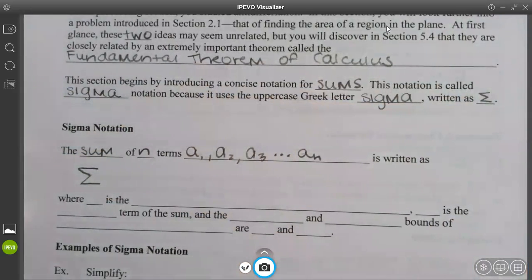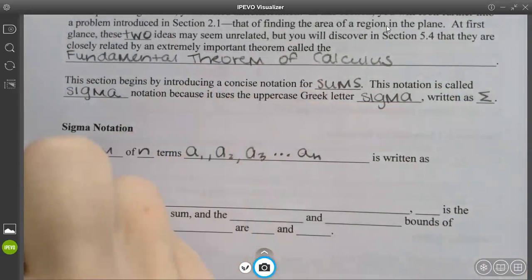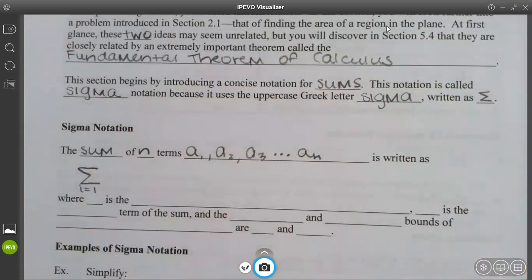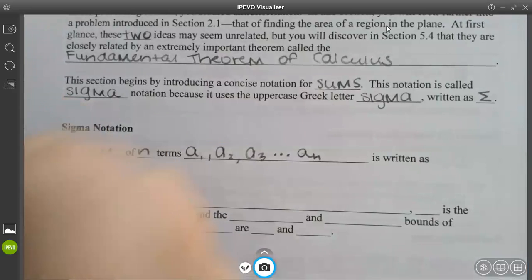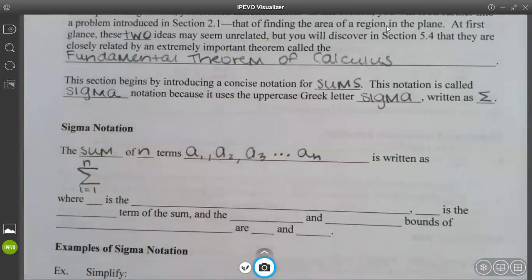is written as the little sigma symbol. On the bottom, you're going to have your index, your i. In this case, this one is going to be equal to 1. That means we start with 1. If it had i equals 0, we'd start with 0. So wherever it is, it's whatever you start with. And then the top number is what you go to. So if it said 4, you would go 1 to 4. So you would do 4 terms of this. Okay. So the bigger the number, the more work you're going to be doing. So understand that.